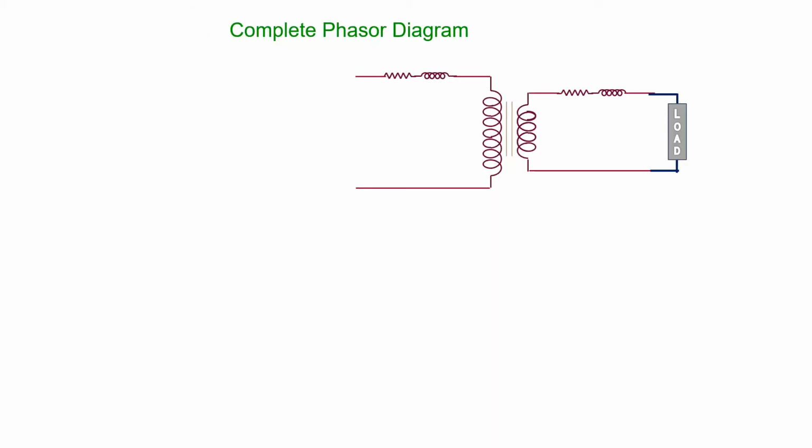Let us draw the complete phasor diagram of a transformer. R1, X1 are the parameters of the primary winding. R2, X2 are the resistance and reactance parameters of the secondary winding. V1 is the supply voltage. I1 is the primary current. Minus E1 is written here as E1 opposes the supply voltage V1. E2 is the secondary EMF, the load current is I2, and the load voltage is V2.